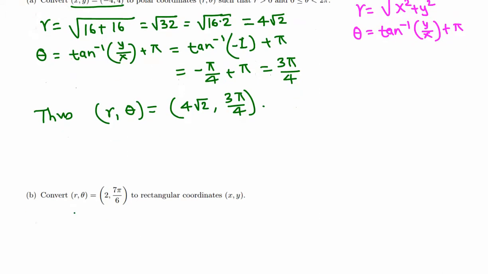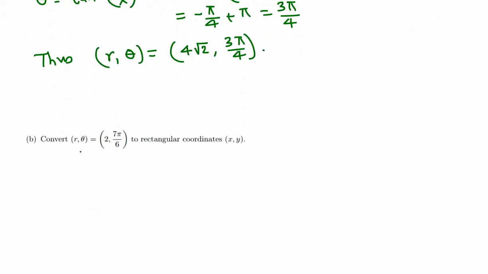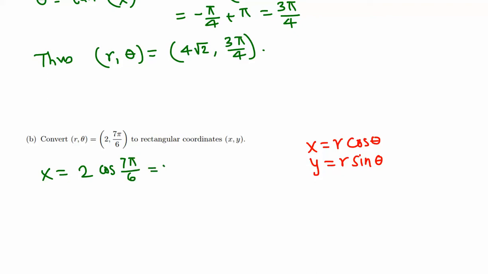In part B we do the other way around. Polar coordinates are given, r and theta. We need to convert those into rectangular coordinates (x, y), and we know that x is given by r cosine theta and y is given by r sine theta. So x is r cosine theta, which is 2 times cosine 7 pi over 6.